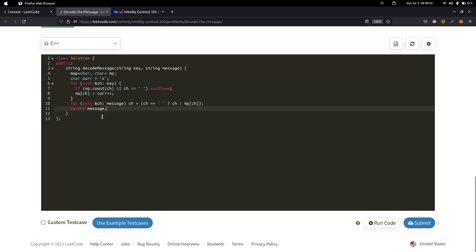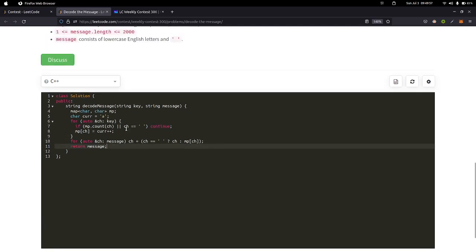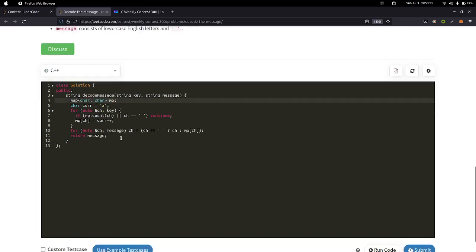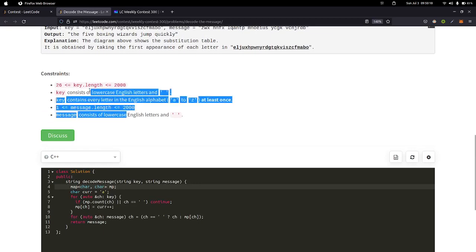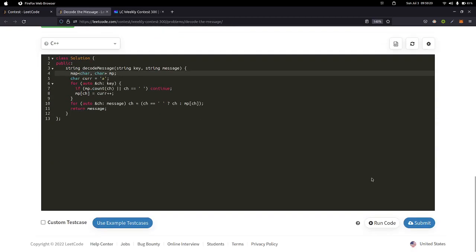That's it. The time complexity of this solution would be order of n log 26, because at most 26 characters will be in the map, but if you use an array, it will be linear only. In this problem, time complexity doesn't matter much. Let's move on to the next problem.